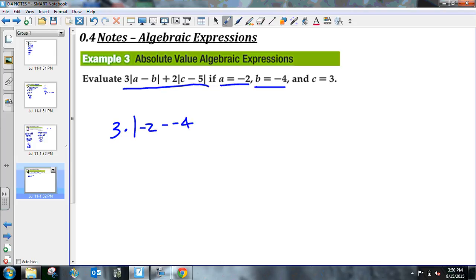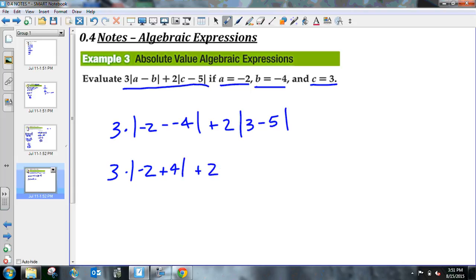So I've got negative 4, okay, close my absolute value symbol, plus 2 times the absolute value of C minus 5. Well, C is equal to 3. So I'm going to plug in 3 for that, minus 5, okay? So now, let's kind of simplify this up a little bit. I'm subtracting a negative, so let me rewrite this. 3 times the absolute value of negative 2. Subtracting a negative is the same thing as adding, so plus 4. Okay, and then plus 2 times the absolute value of 3 minus 5.